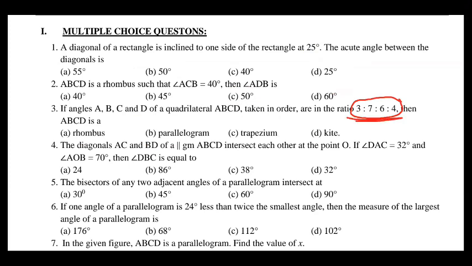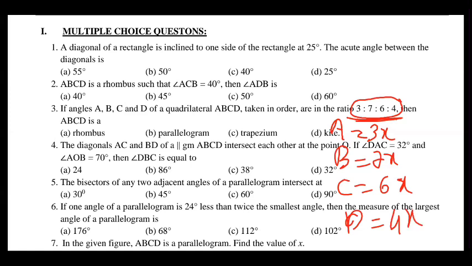जब ratios दिए जाते हैं, तो they are not giving you the certain thing. So what you have to consider here is angle A is equal to 3x. Angle B is equal to 7x. Please write everything down, whatever I'm saying. Angle C is equal to 6x. Angle D is equal to 4x.